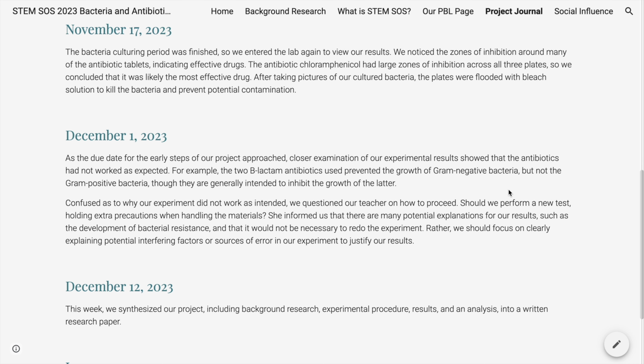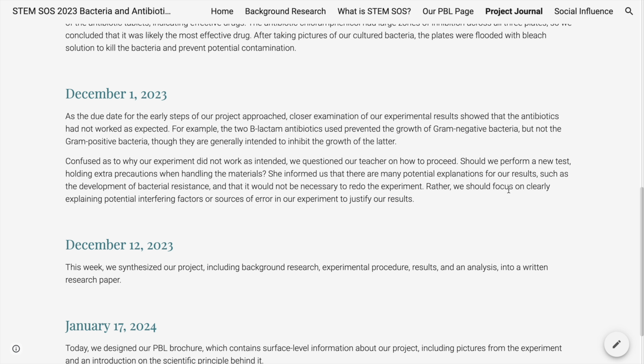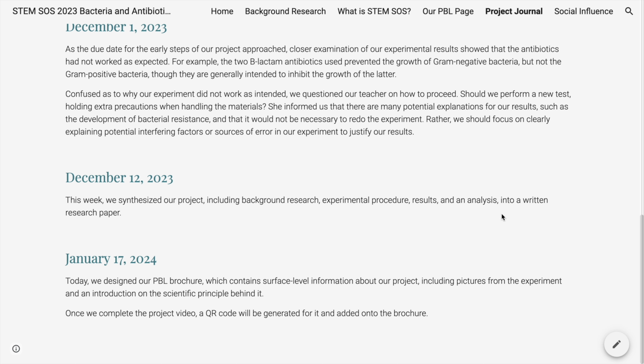December 1st, as the due date for the early steps of our project approached, closer examination of our experimental results showed that the antibiotics had not worked as expected. For example, the two B-lactam antibiotics used prevented growth of gram-negative bacteria but did not prevent the growth of the gram-positive bacteria. For December 12th, we were able to write our research paper and lay out our entire website with our background research, our procedures, results, and analysis. And on January 17th, we were able to design our brochure and make our QR code for all the resources as soon as we finished the video.